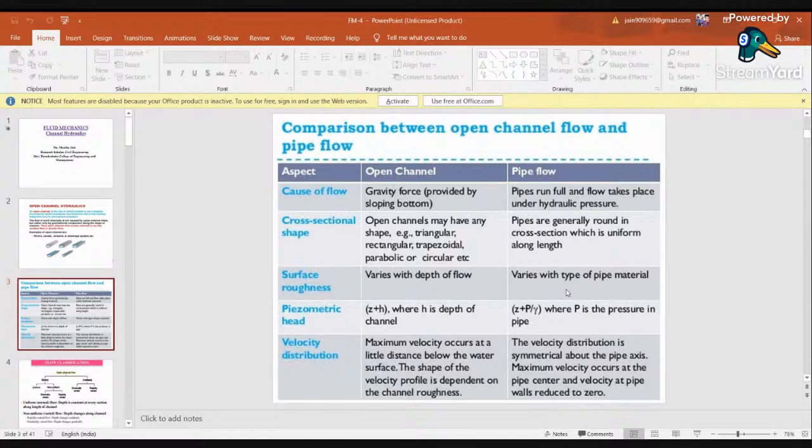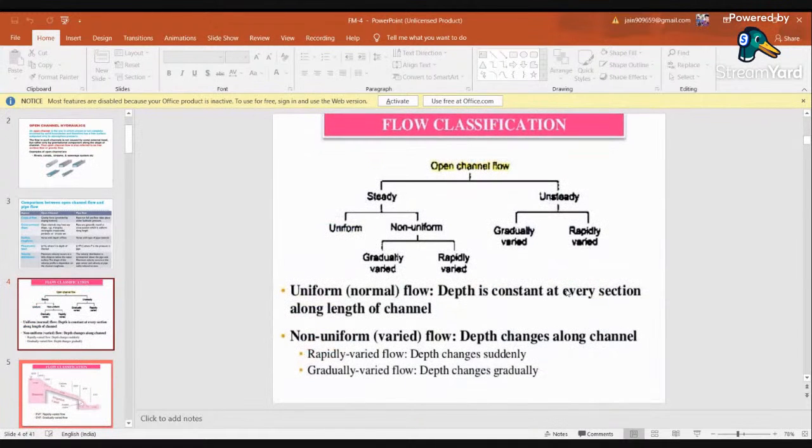On the basis of this, open channel flows are classified into two types: steady flow and unsteady flow. Steady flows are again classified as uniform flow and non-uniform flow, and unsteady flows are classified as gradually varied flow and rapidly varied flow.